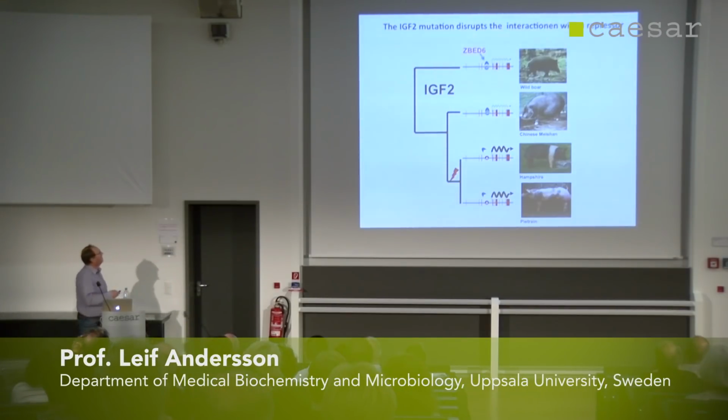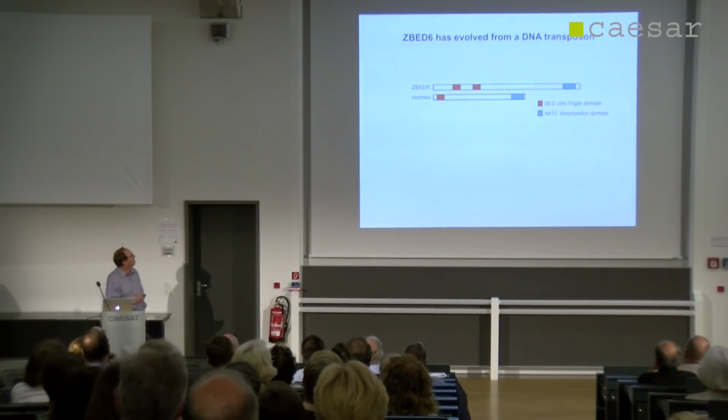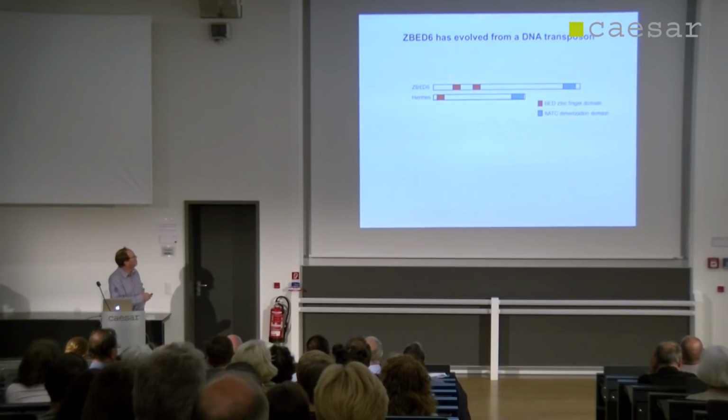We were able to show that this was a protein that people had missed when they classified or studied the human genome. So we were able to name it CBD6, and it's a transcription factor that interacts with this site. And CBD6 has a very interesting history in itself, because CBD6 has evolved from a DNA transposon. So what is a DNA transposon? Well, this is selfish DNA that can jump around in the genome of its host. Hermes is the name of a DNA transposon belonging to the same family as the origin of CBD6.